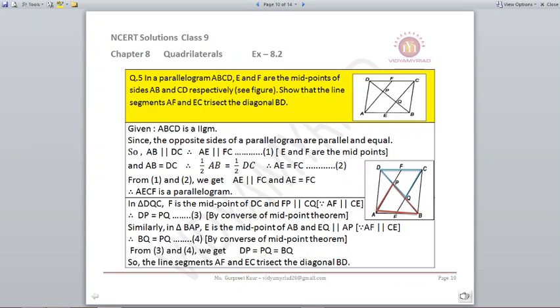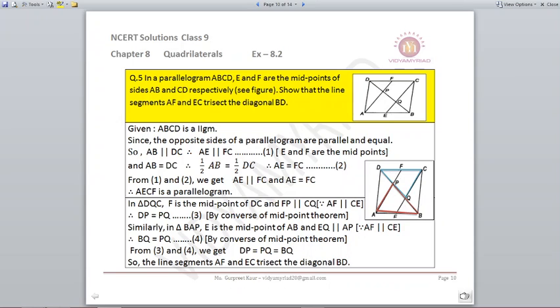Considering one side, opposite side equal and parallel, we can say that AECF is a parallelogram. Now take a triangle, that blue part which I have marked, DQC. In that case, you have F as a midpoint, already told to you, and you know that FP is parallel to CQ. So we can say that P is also the midpoint, and we can say that DP is equal to PQ using converse of midpoint theorem.